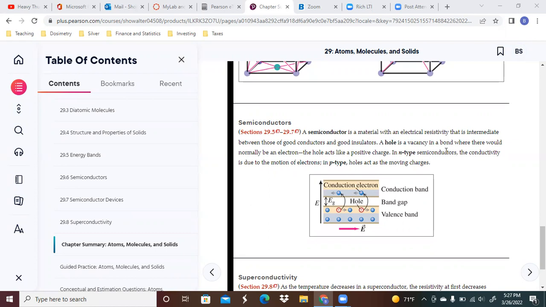A hole is going to be defined as a vacancy in a bond where there would normally be an electron. The hole acts like a positive charge. And in N-type semiconductors, the conductivity is due to the motion of the electrons, and in P-type, holes act as the moving charges. So we'll get to describing all of that here in just a second.